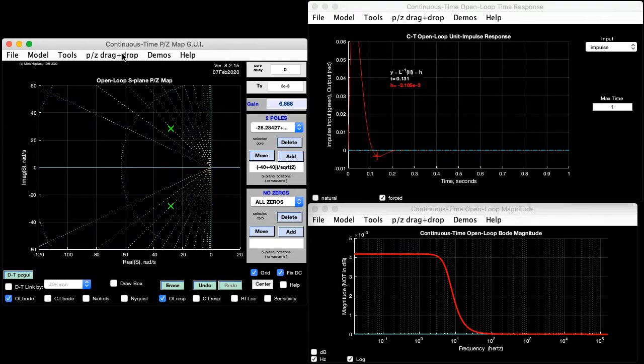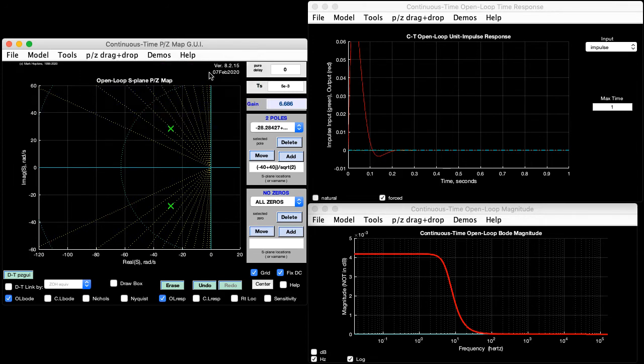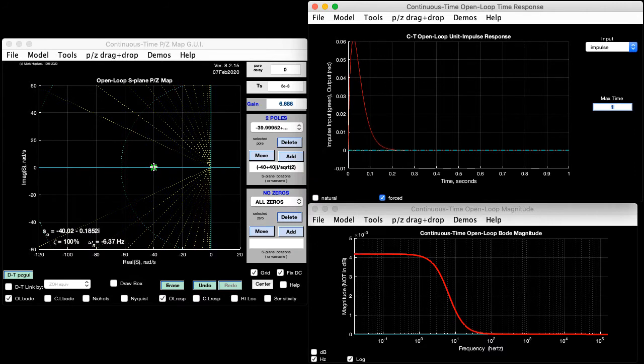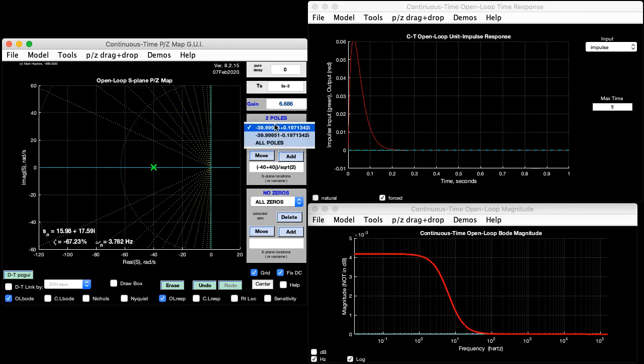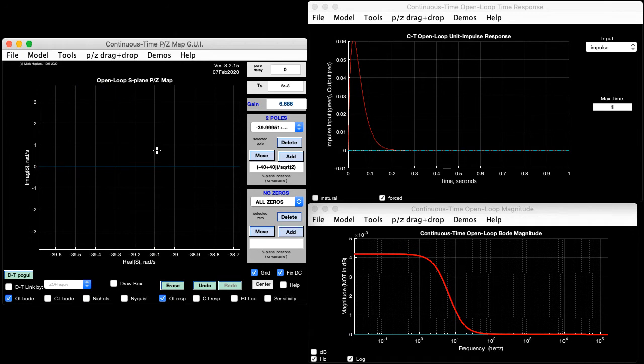So now I'm going to make sure that I have constrained to constant natural frequency omega n checked, because now I can grab these poles and move them around. If I can get them close to this particular case, I guess that's close enough. This is that critically damped case. And now if I separate them, and let's see if I can separate them. You know what? I think I got close enough to the real axis here that it assumes that I want them to be on the real axis because it doesn't want me to branch these back out. Let me reset all that.